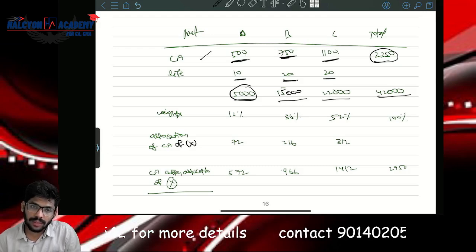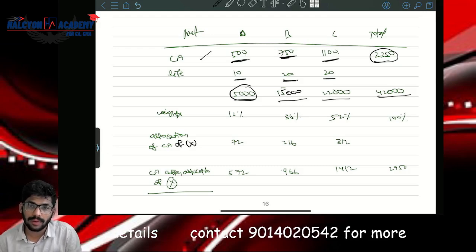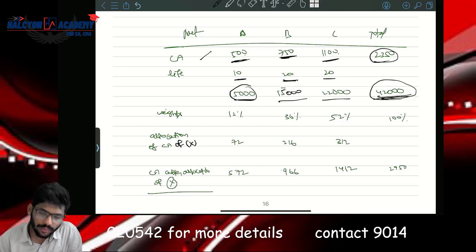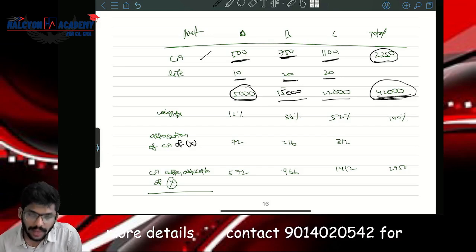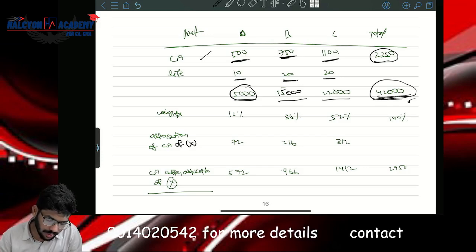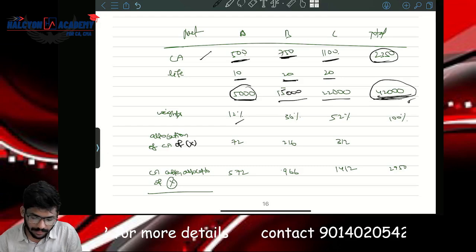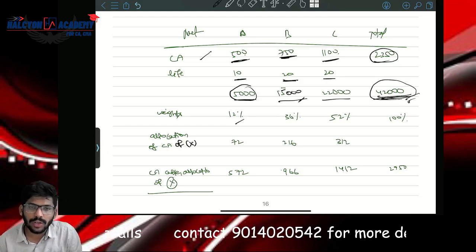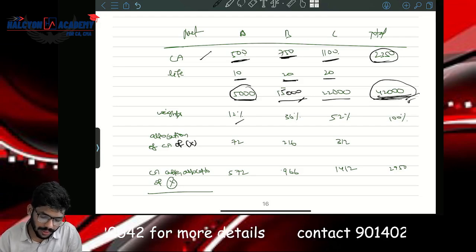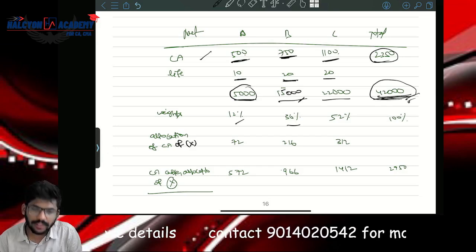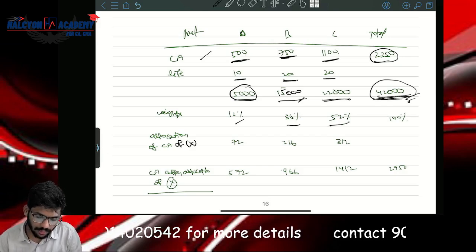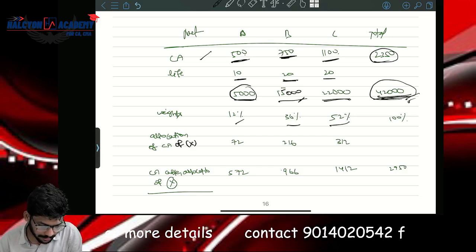Now based on that percentage, you should allocate the carrying amount of the corporate asset. How much was the total amount? 42,000. Can you please calculate the percentage? 5,000 divided by 42,000 into 100, you will get nearly 12%. 15,000 divided by 42,000, please pause the video and calculate: 36 percent. 22,000 divided by 42,000, you will get 52 percent. That's it.